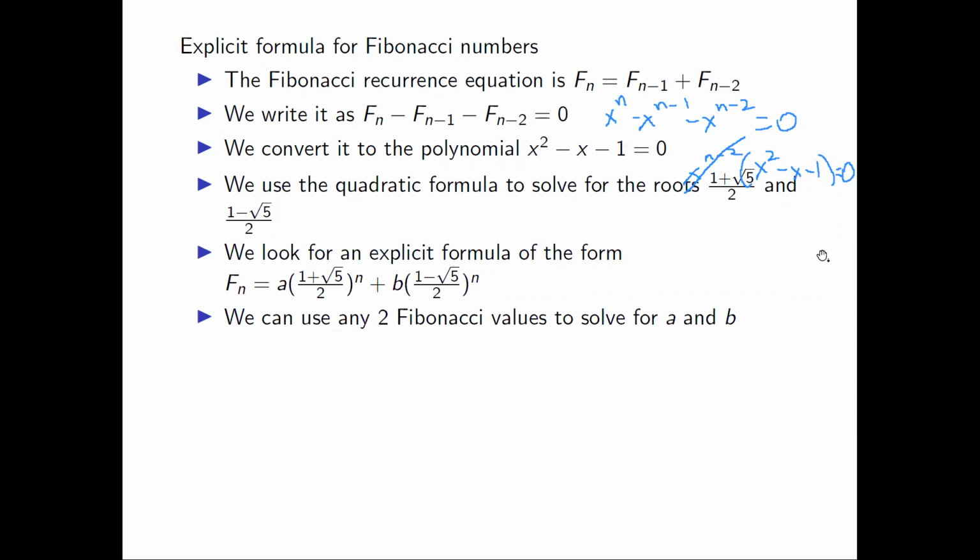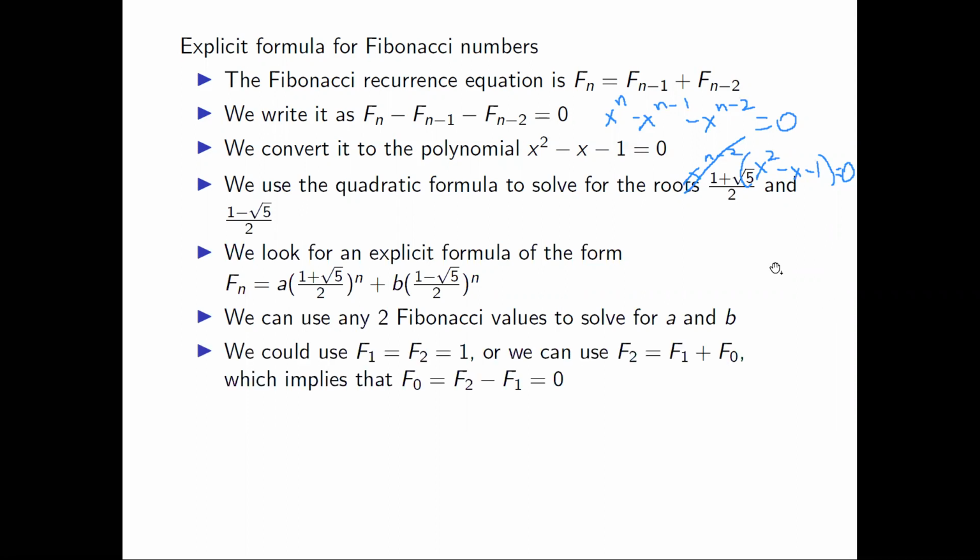In order to solve for the a and b, we just need to use two distinct values in the Fibonacci sequence. So we could use f of 1 and f of 2. Typically, we say f of 1 equals 1, f of 2 equals 1, and then we go from there. The good thing is the Fibonacci sequence can also be defined for negative numbers. So we have this definition, f sub n plus 2 equals f sub n plus 1 plus f sub n. We can use that to write f sub n equals f sub n plus 2 minus f sub n plus 1.